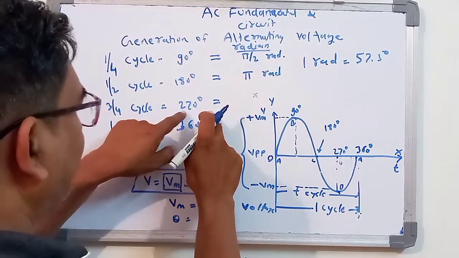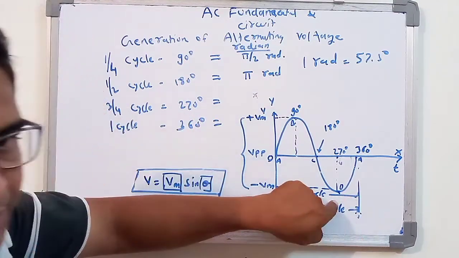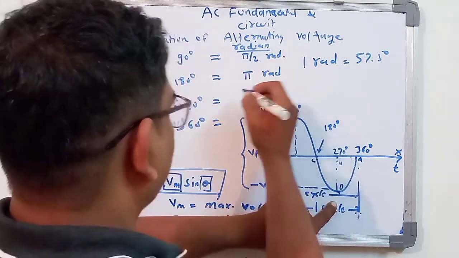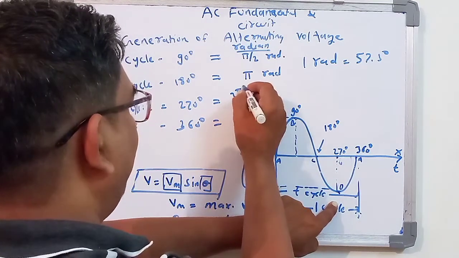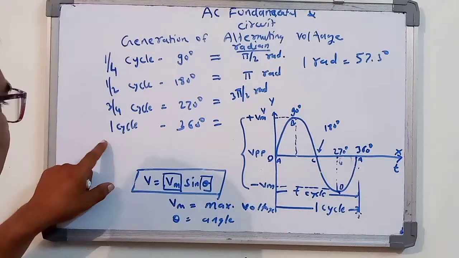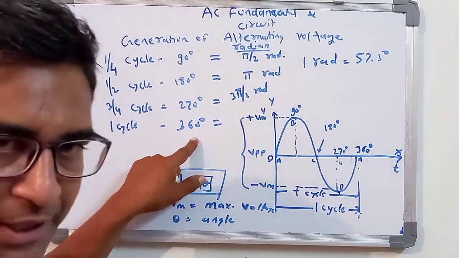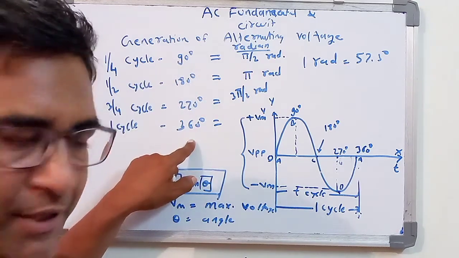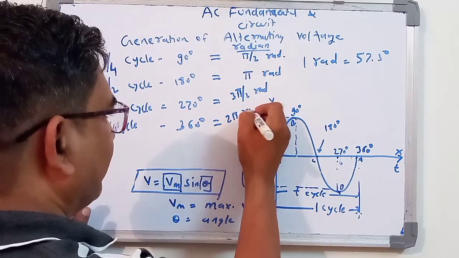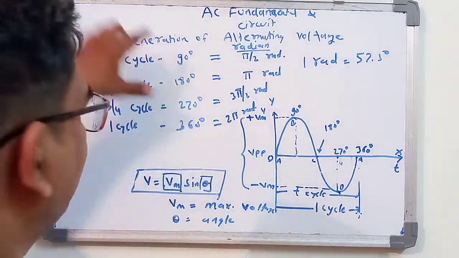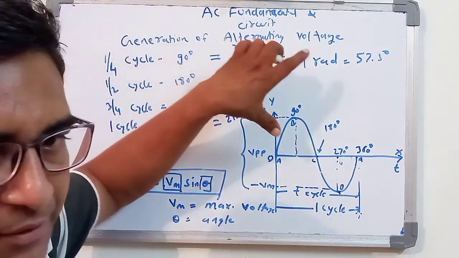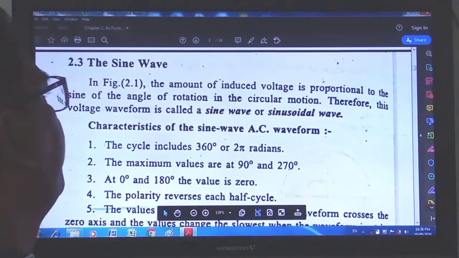Then the 3/4 cycle, that is nothing but 270 degree. This 270 degree is indicated with 3 pi by 2 radian. And the one complete cycle, that is 360 degree. In degree it is measured as 360 degree, but in radian you will say that it is 2 pi radian. Okay students, so you may differentiate here the degree and the radian. Okay, the sine wave.